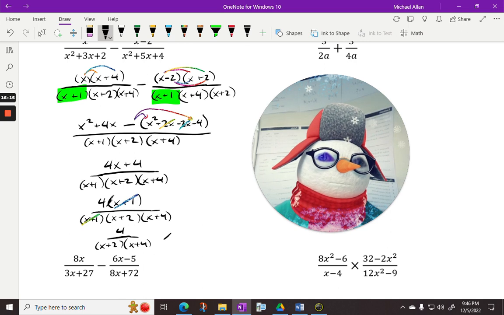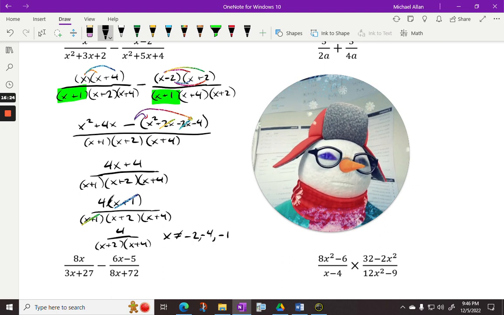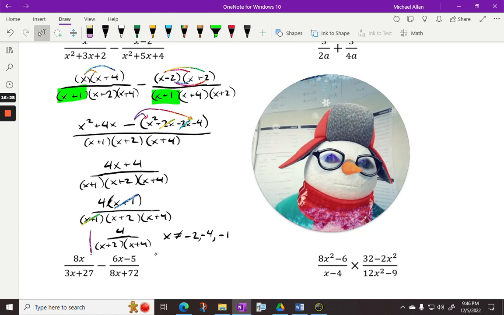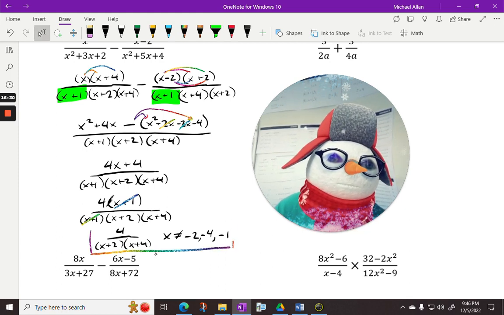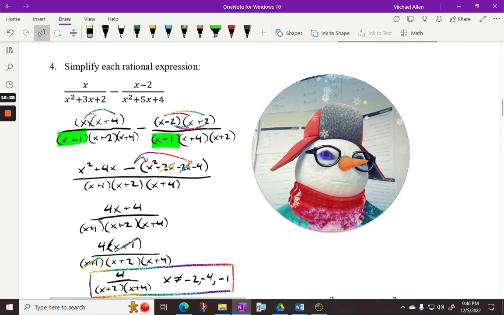All right, non-permissible values: negative 2, negative 4, and negative 1. Negative 1, just be very careful about the ones you cross off. They still have to be included because they were non-permissible values of the original question. So they have to be non-permissible values of our last part as well. Yeah, not too bad there.